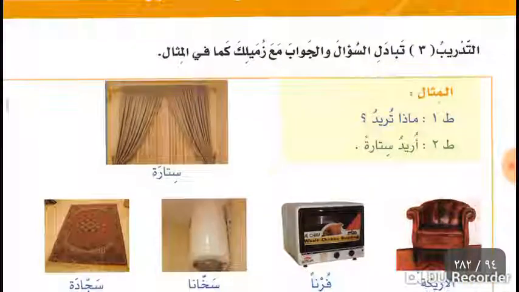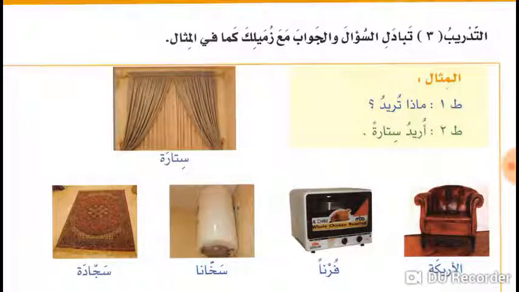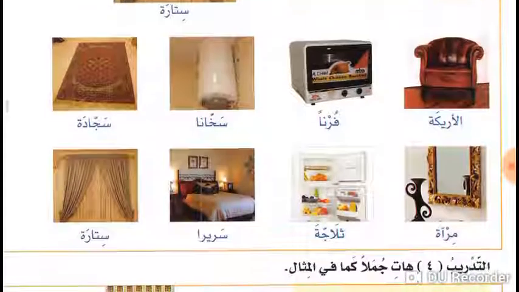Correct. Then the third exercise, start. Exchange question and answer with your colleague as in the example. The first student will say, ماذا تريد؟ What do you want? The second will tell him, أريد ستارة. I want a curtain. So start the dialogue.